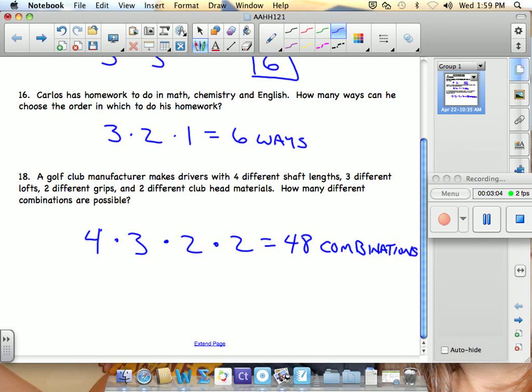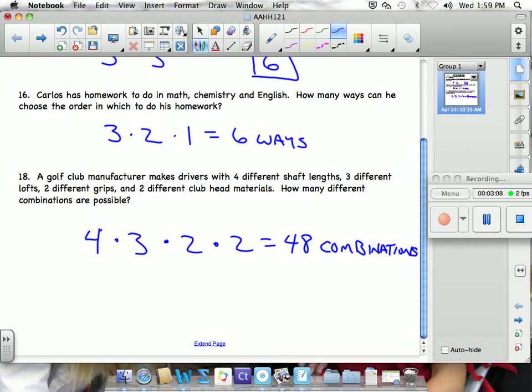So again, for each one of the problems, identify your totals. Once you know the totals, you can multiply them together to solve the problem.